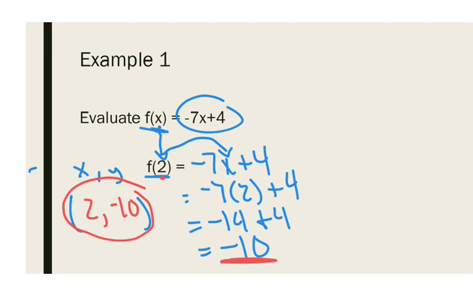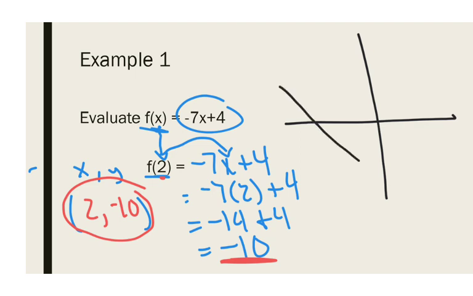But now, just to explain what that means, that's saying that if we were to draw negative 7x plus 4 on a graph, it's going to look something like that. It's a linear function. If we were to graph this point (2, negative 10), that's a point on that graph. That's what this answer, this solution, represents.